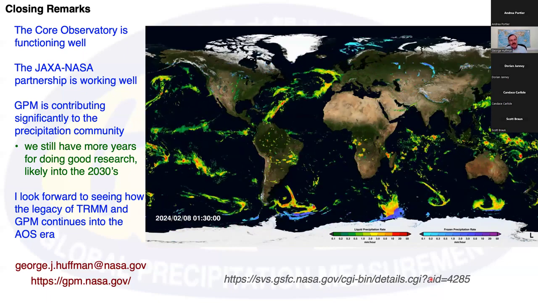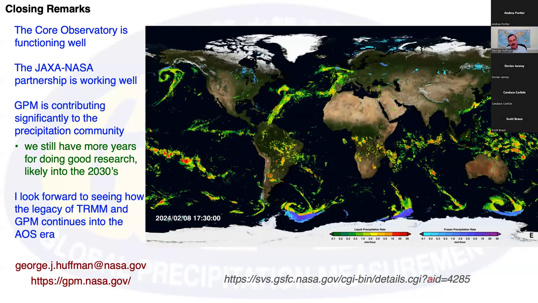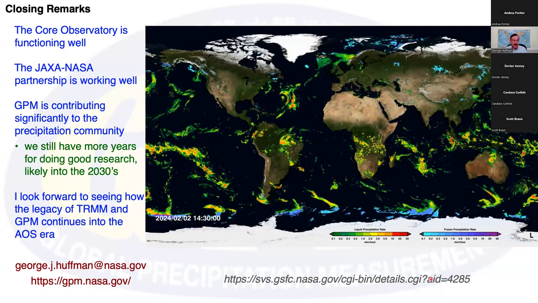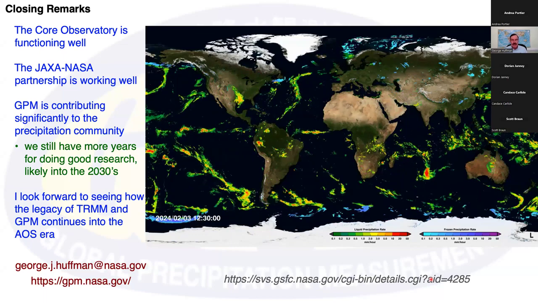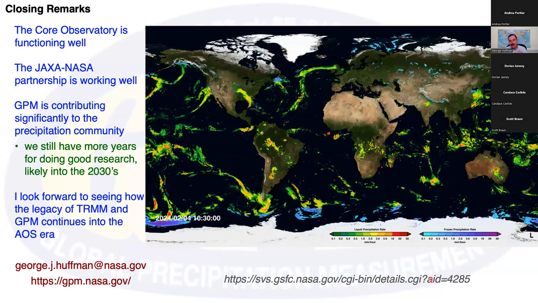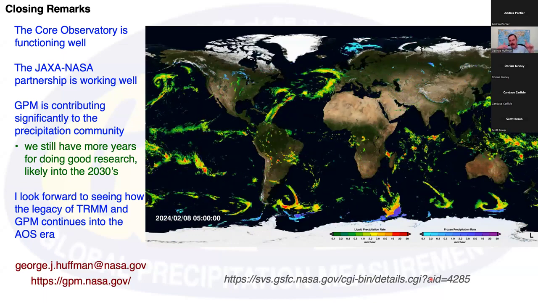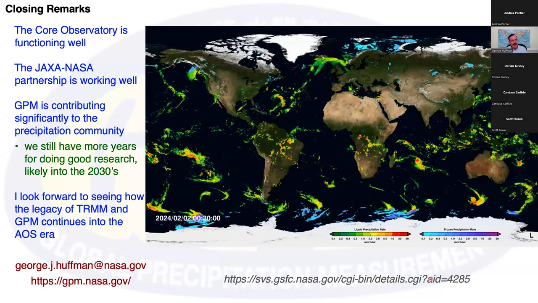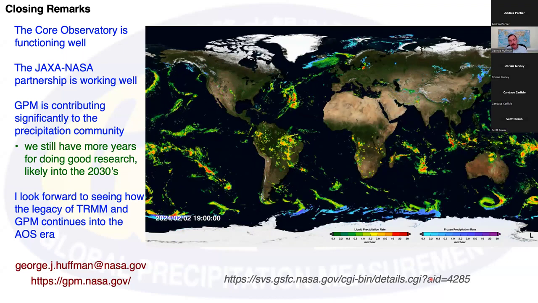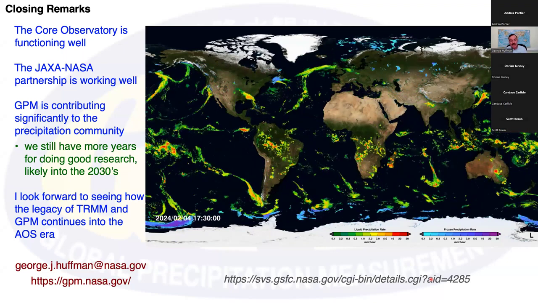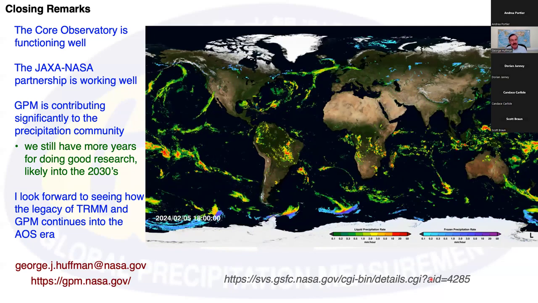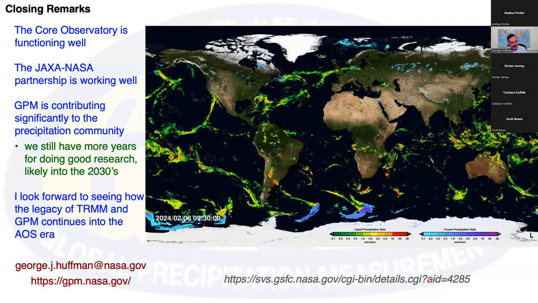GPM is contributing significantly, and at this point, the forecast is that we're going to go into the 2030s, maybe 2031, 2032, before we run out of fuel, which is used to keep the satellite at a certain altitude, and then it will have to eventually re-enter the atmosphere. So I look forward to seeing how the legacy of TRIM, which you'll hear about from Scott, and GPM continues into the AOS era, which you'll also hear about from Scott.